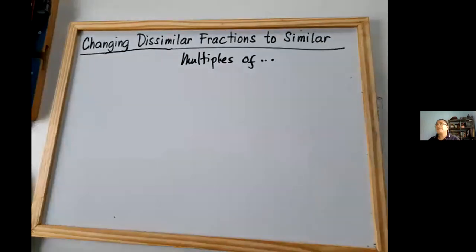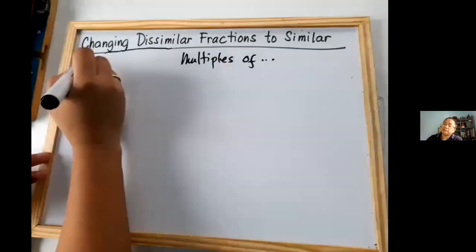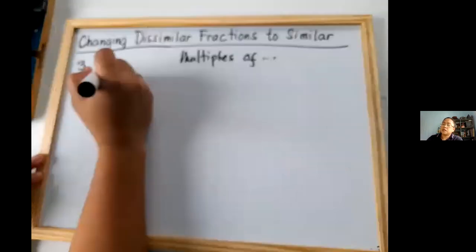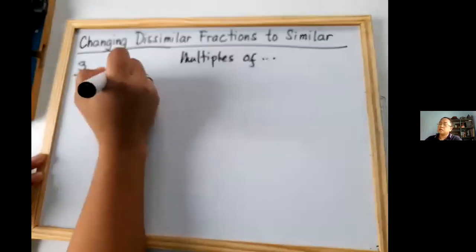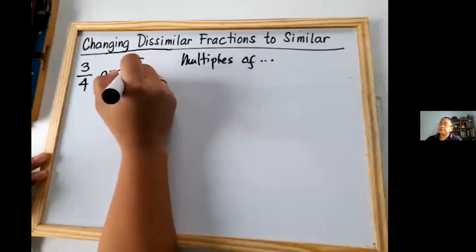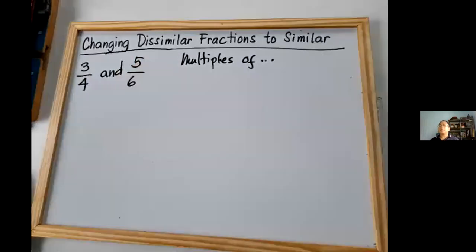So, suppose I have 3/4 and 5/6. Okay? 3/4 and 5/6. So, saan tayo magko-concentrate?